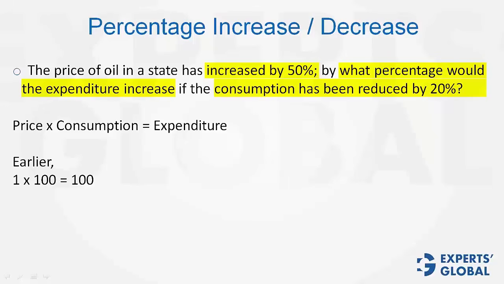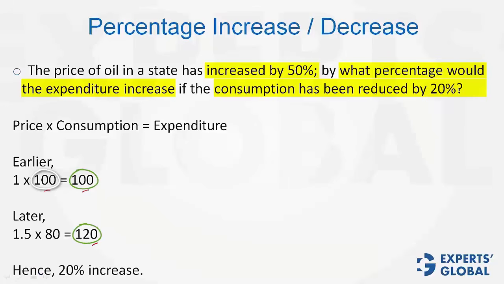So 1 becomes 1.5. The consumption has been reduced by 20%. So this 100 becomes 80. And therefore, the new expenditure would be 1.5 times 80, which is 120. So the expenditure grew from 100 to 120. So the answer is 20% increase.